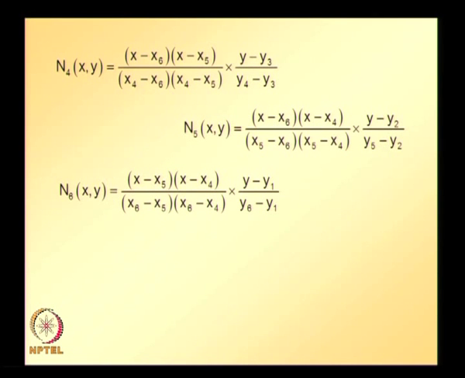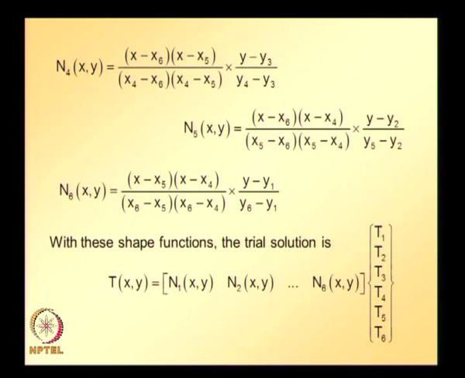And once we have all the shape functions, the trial solution can be written like this: T is equal to n1 times T1 plus n2 times T2 plus n3 times T3 plus n4 times T4 plus n5 times T5 plus n6 times T6, which can be written in a matrix and vector form the way that is shown.